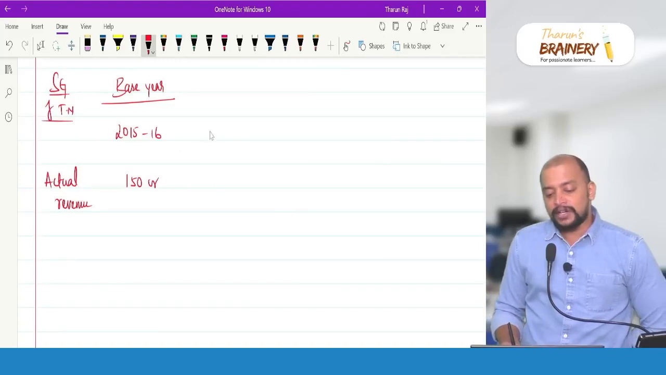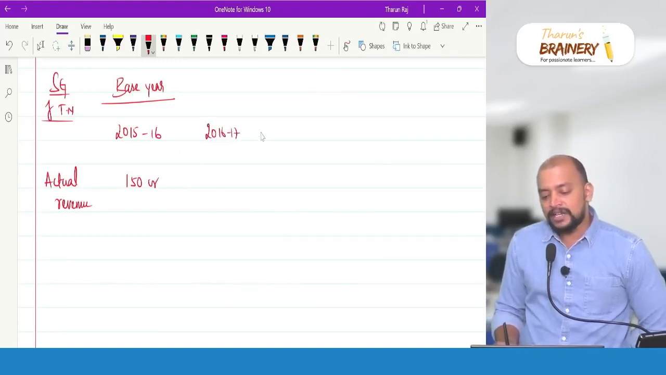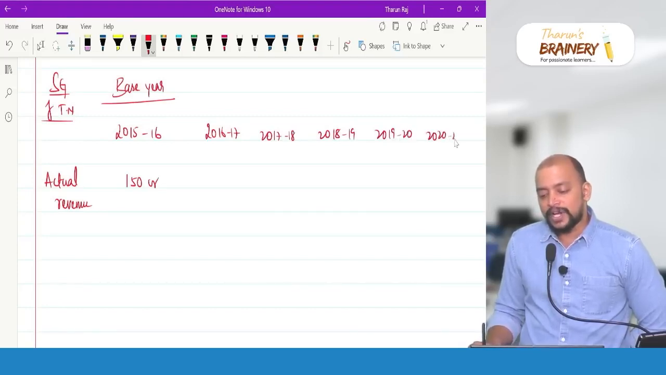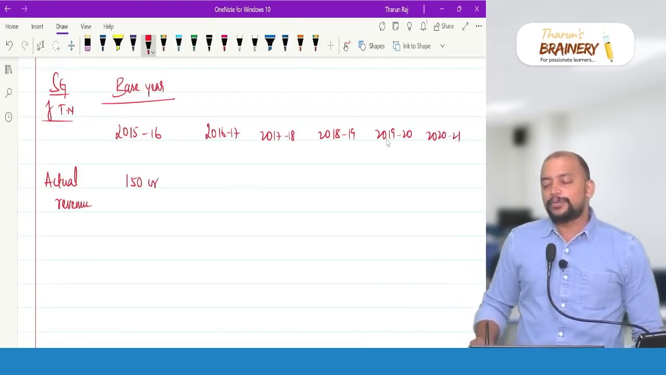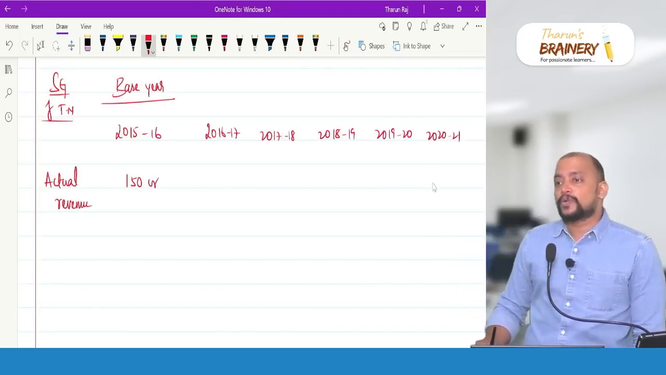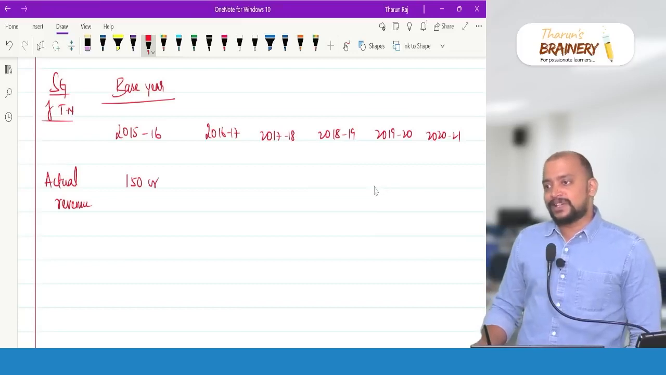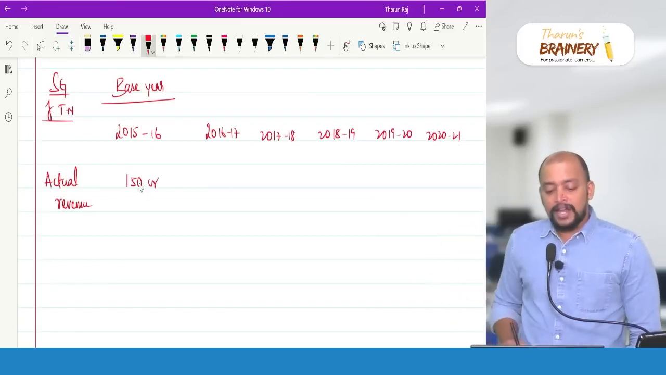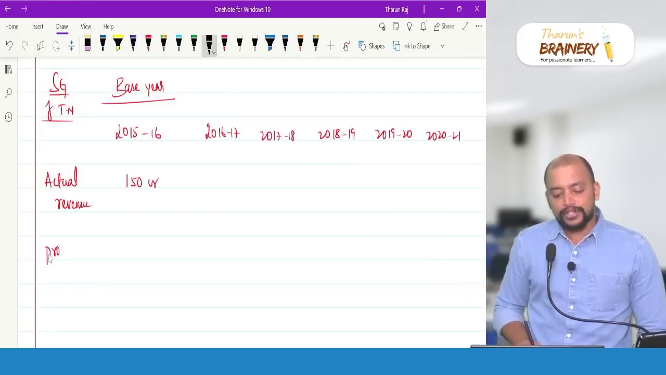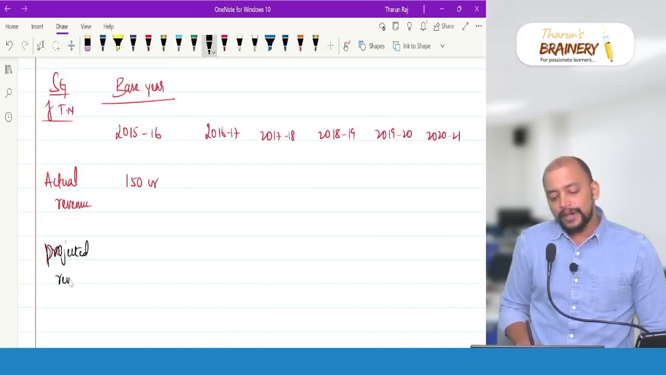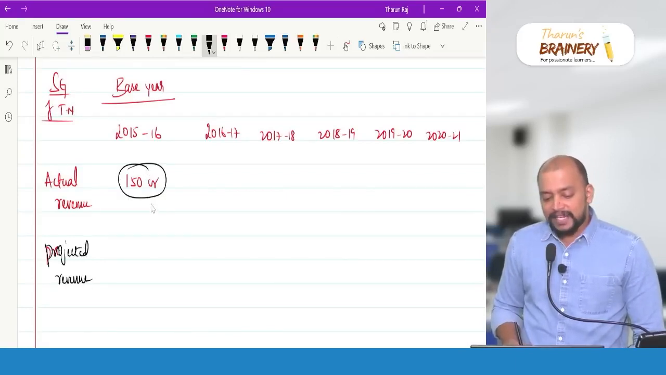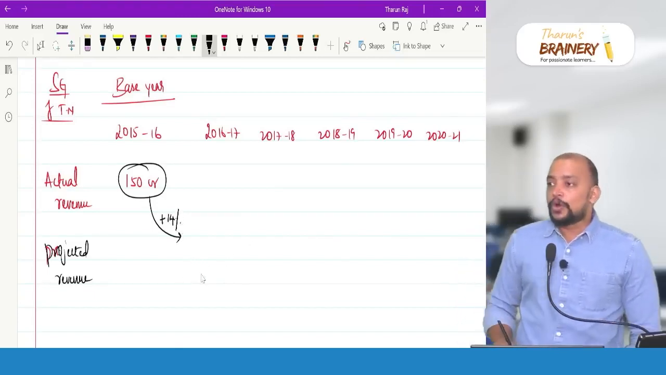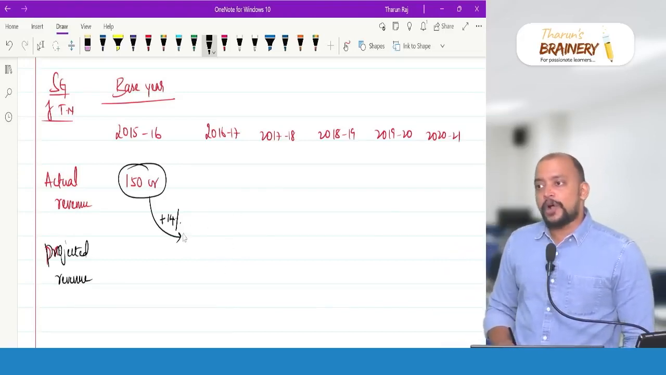Now we need to do the projection based on this base year: 2016-17, 2017-18, 2018-19, 2019-20, 2020-21 and so on. For how many years? This computation needs to be done till 31st March 2026, because the period of imposition of this compensation has been extended up to 31st March 2026 by an amendment. Now we need the projected revenue. To compute it, take the base revenue and add 14%. The growth rate is considered as 14%, so every year the revenue will grow by 14%. That is the assumption taken while calculating compensation.